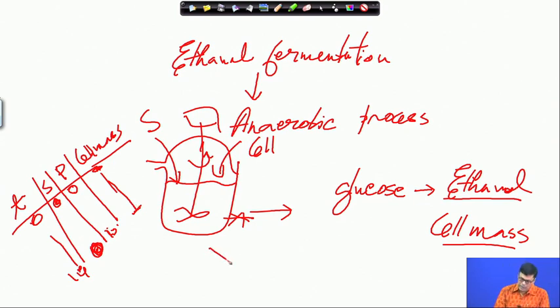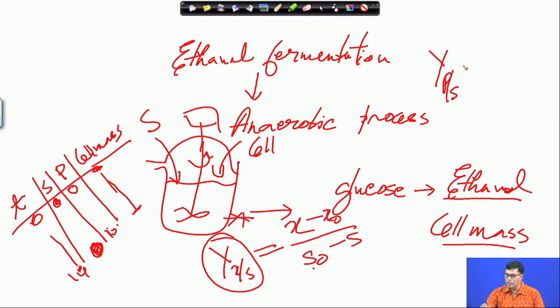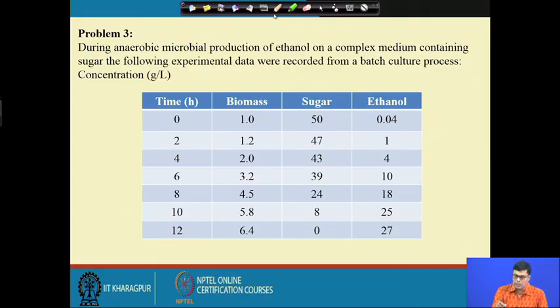Now, here we can easily calculate the X by S value. How can you calculate it? If you know the final X value, the initial X0 value, and S0 minus S, where S0 is the initial substrate concentration and S is the final substrate concentration, we can easily find the biomass yield. Similarly, I can calculate Y P by S, which is P minus P0 divided by S0 minus S. So I can easily calculate the product yield. This is how the formula looks.